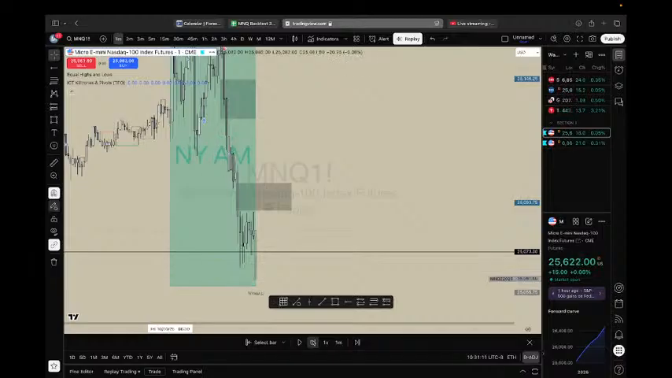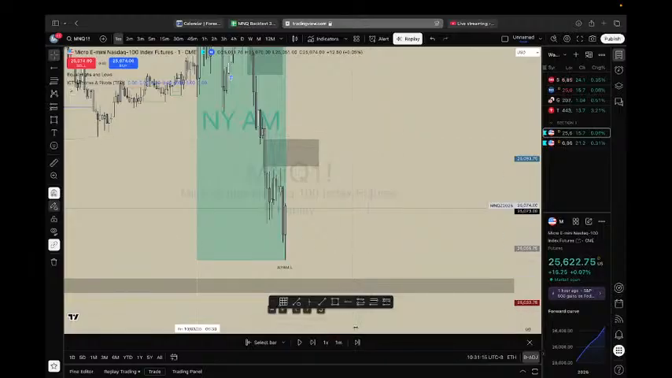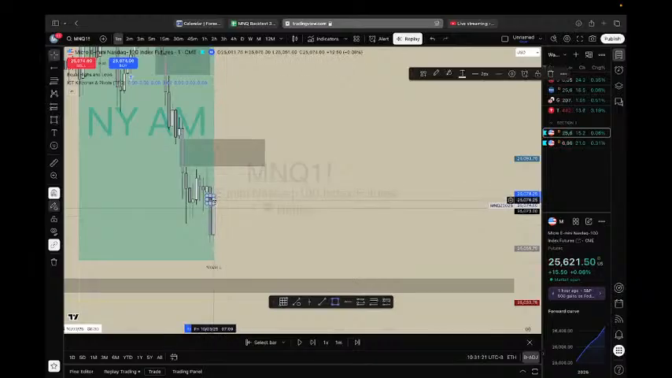There isn't a nice V-shaped recovery, so we're not messing with that. But okay, here's another fair value gap. Good displacement. Another liquidity sweep. Pretty obvious.